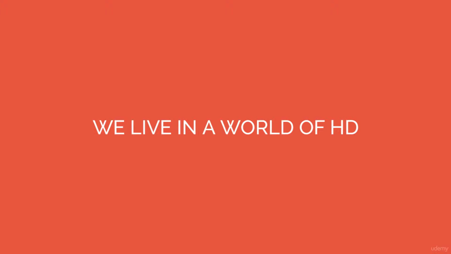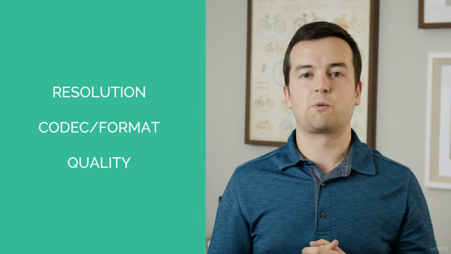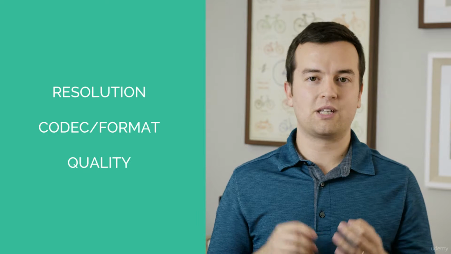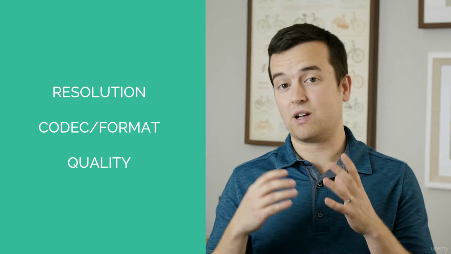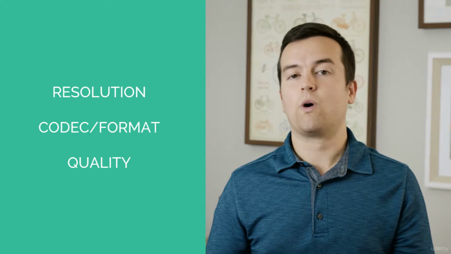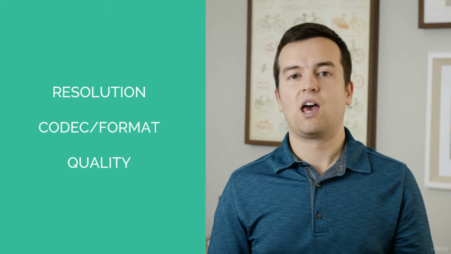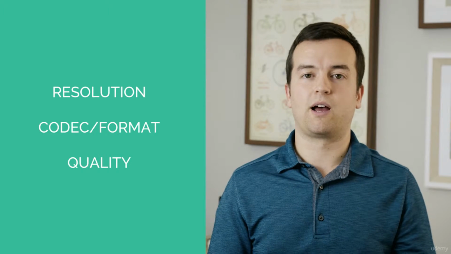We live in a world of HD, so at a bare minimum, we hope that you're shooting at 1920 by 1080 HD, and that's how big you can export at. When you go into your export settings of your video editor, it will typically ask you, what resolution do you want to export at? What codec do you want to export at? And what quality do you want to export at?